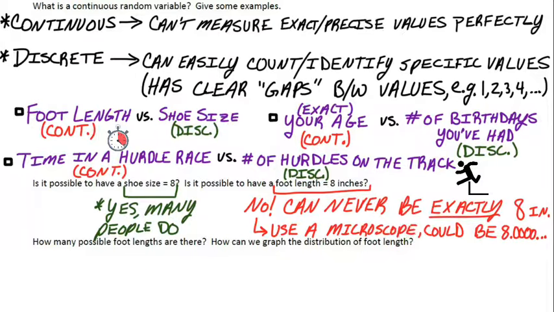And the better our instruments get as far as what we use to measure things, the more decimal places we can carry this out. But still, these decimal places could be infinite, right? So we can't ever actually measure it exactly to 8 inches. So that would be a continuous random variable. The discrete one would be people that wear a shoe size of 8. Sure, there's a lot of people that have slightly different size feet that all fit into a size 8 shoe.